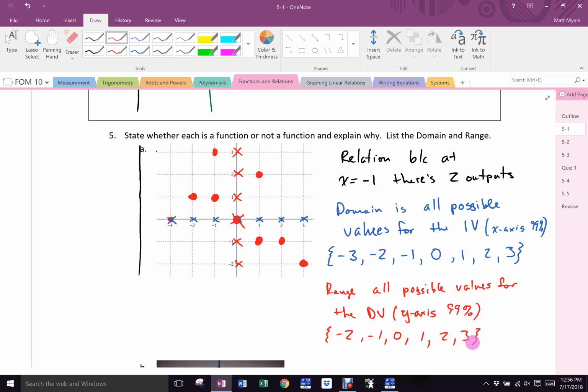How many range values do I have? 6. But I have 1, 2, 3, 4, 5, 6, 7, 8, 9 points. Does everybody understand? The domain and the range values are only half of the point. The point has both. So we can have 9 points, but we don't have to have 9 values in both of them. Does everybody get it? Everybody get it? Okay.